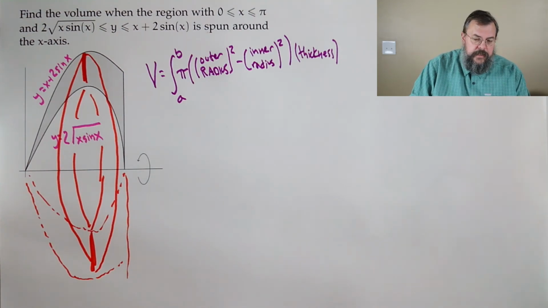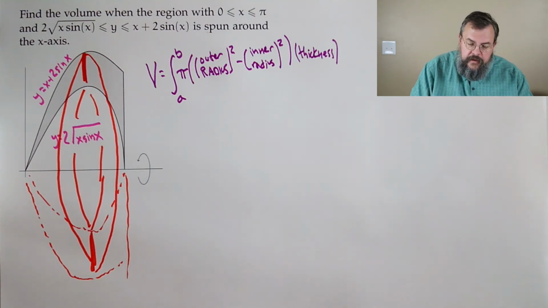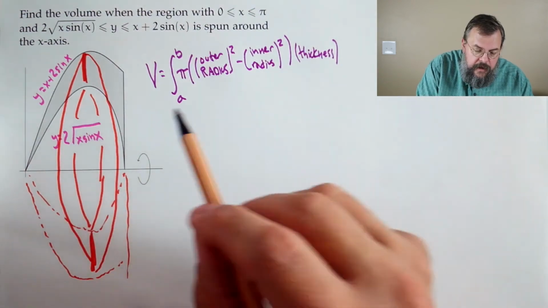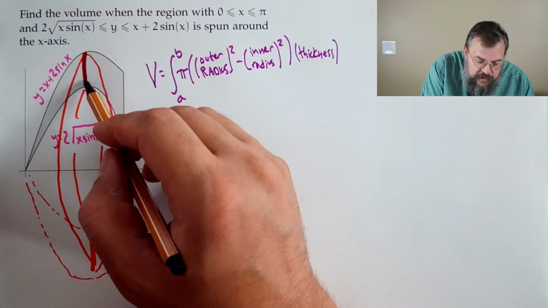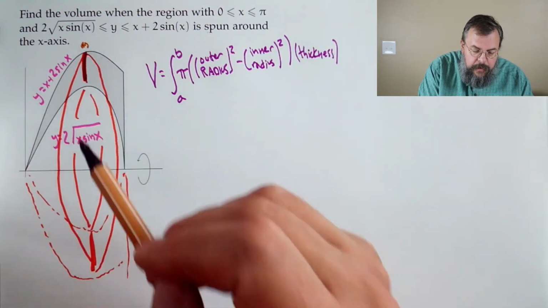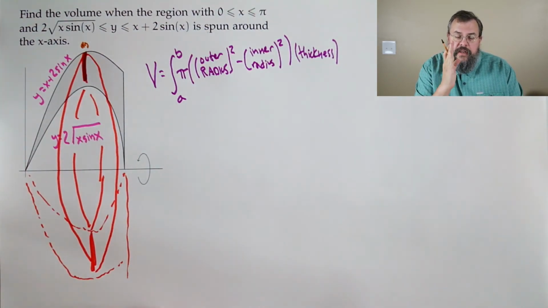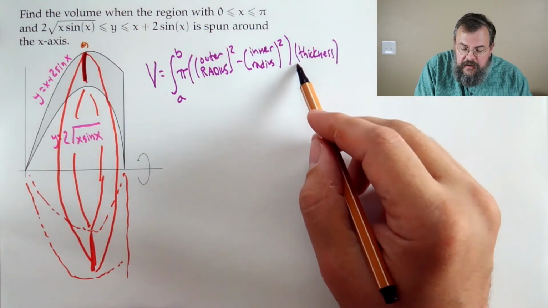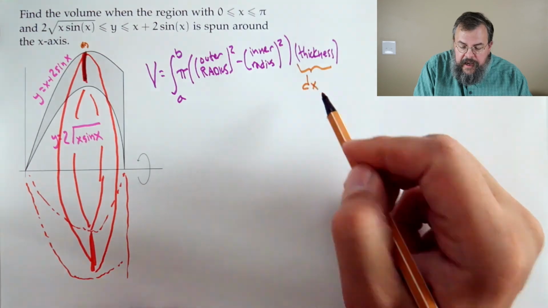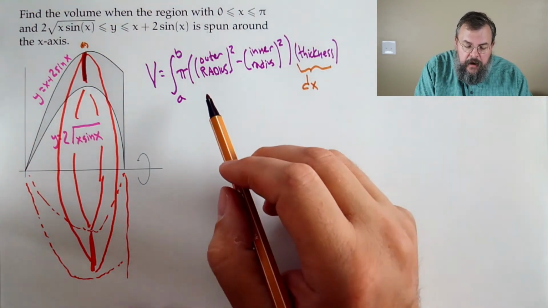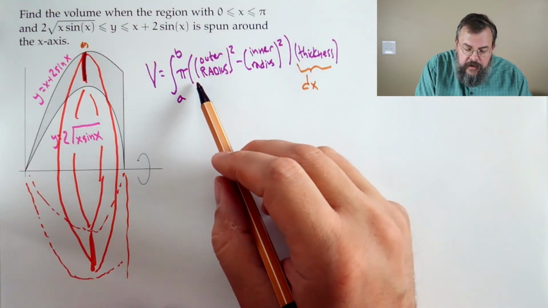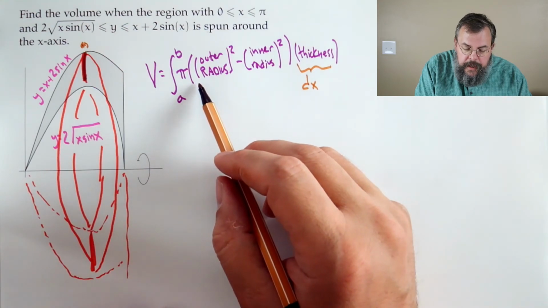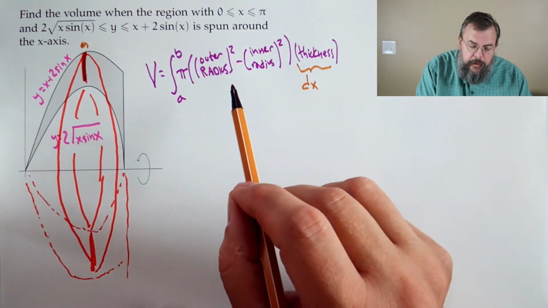Now, let's dig into it a little bit. So our thickness, well, really, if you look at this, it's a very tiny, when we're going in the x direction, we're perturbing the x direction. So the thickness is a dx. Our outer radius, well, what would that be? Well, maybe let's hold off on that.